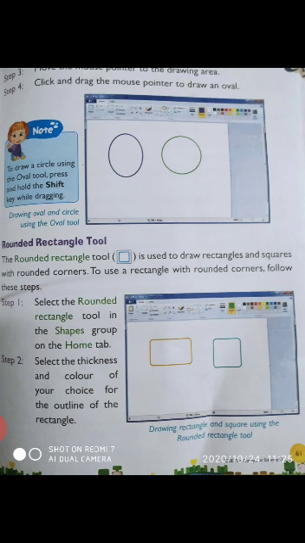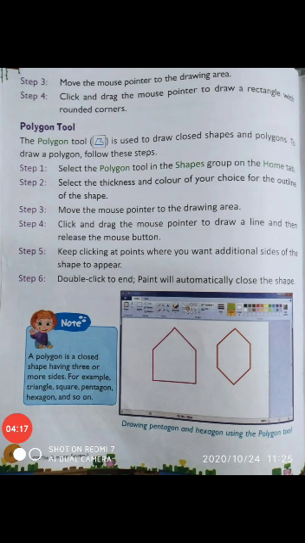Rectangles. Follow the same method as in the rectangle tool and oval tool. Now open, yes, page number 62. Step 3, move the mouse pointer to the drawing area, and step 4, click and drag the mouse pointer to draw a rectangle with rounded corners.